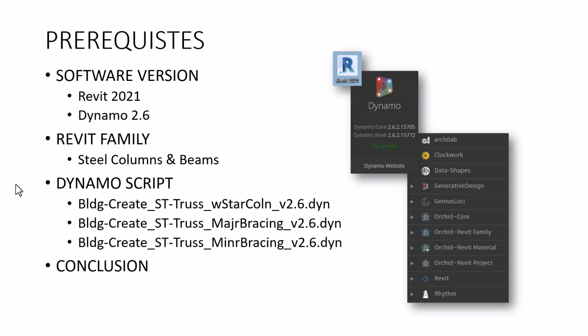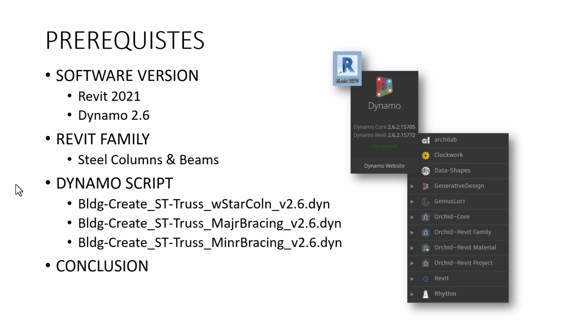So I'm using 2021, so the Dynamo version will be 2.1, and additionally I will be using Akilab, Cloudworks, and Data-Shapes, which is not really used in that script, right? Then Genius Loci and Orchid, and finally Rhythm, right?